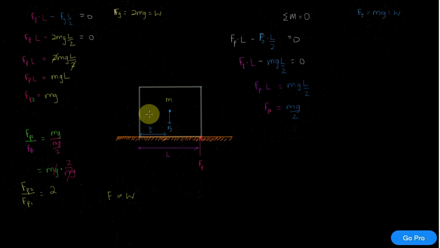Okay, so in the next video, we will look at the height of the center of mass and what role that has on its stability.